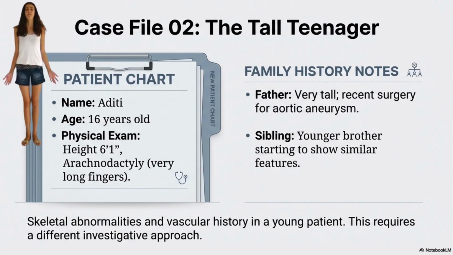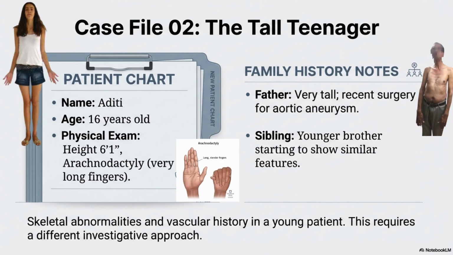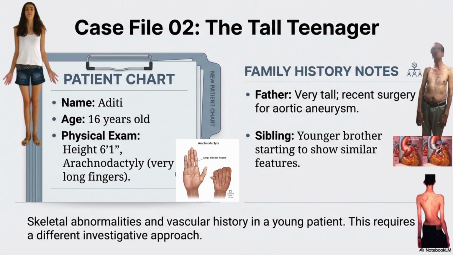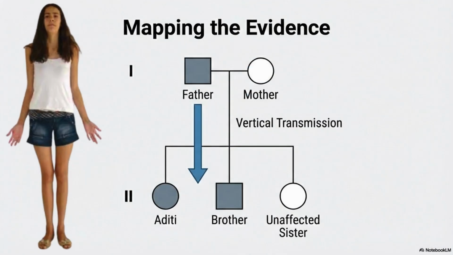Case 2. The tall teenager, Marfan syndrome. Let's look at the clinical scenario. Aditi, a 16-year-old girl, stands 6.1 feet tall. She has very long fingers, arachnodactyly. Her father is also very tall and recently underwent surgery for an aortic aneurysm. Her younger brother is starting to show similar features. Let's draw the pedigree. Now let's make a few observations.